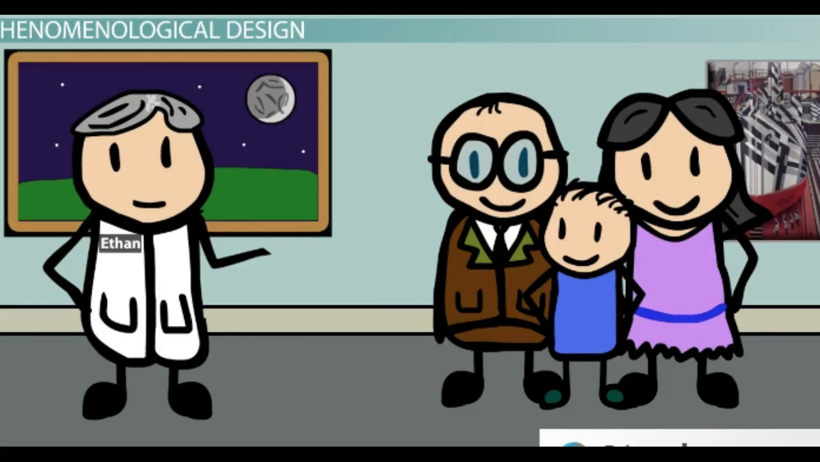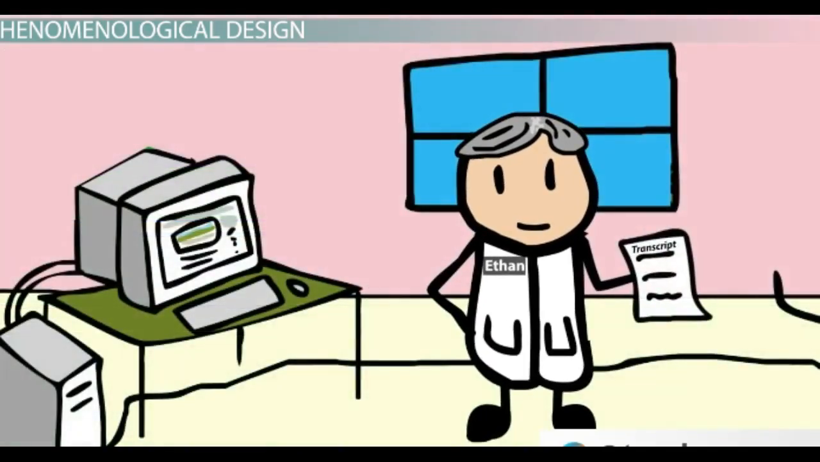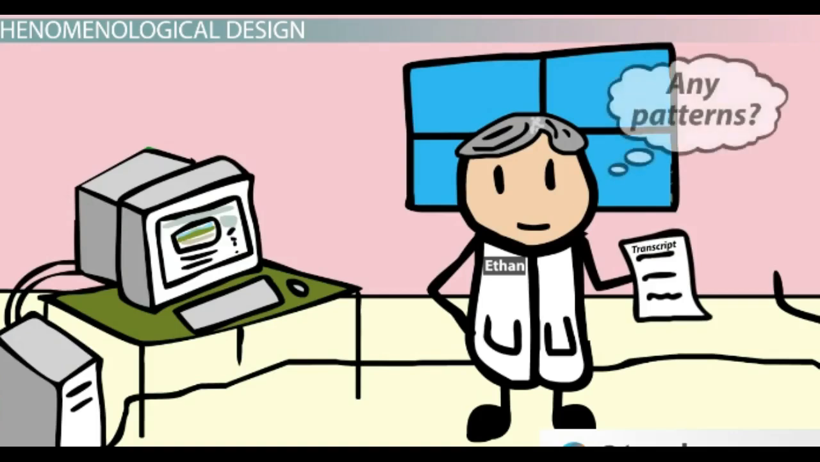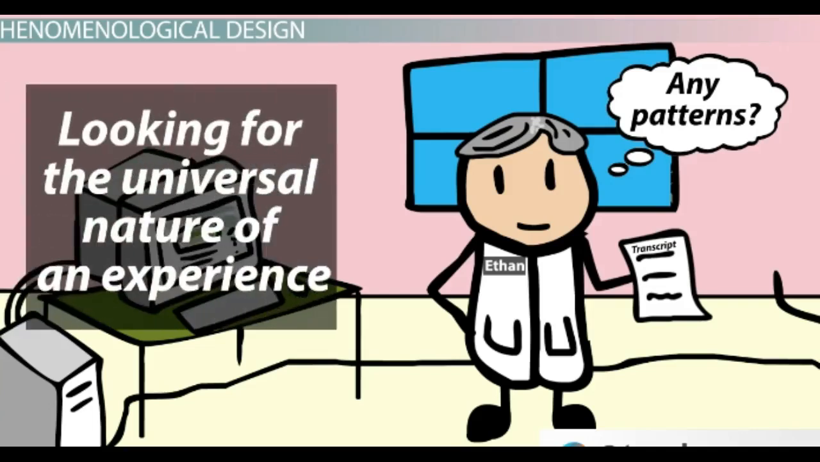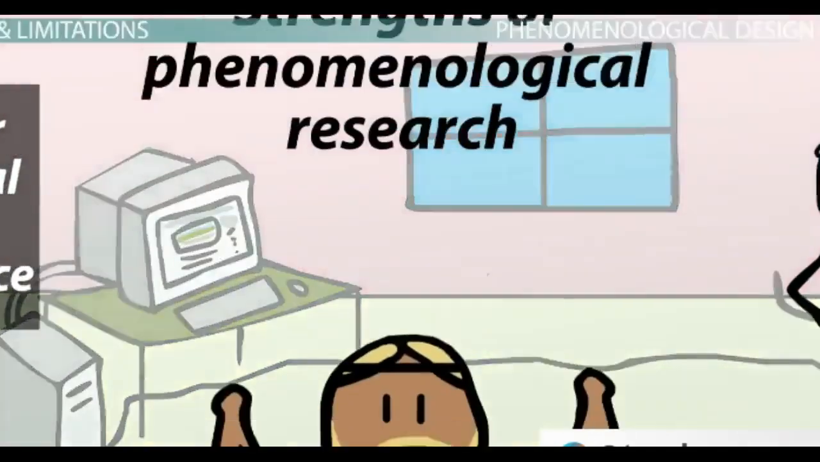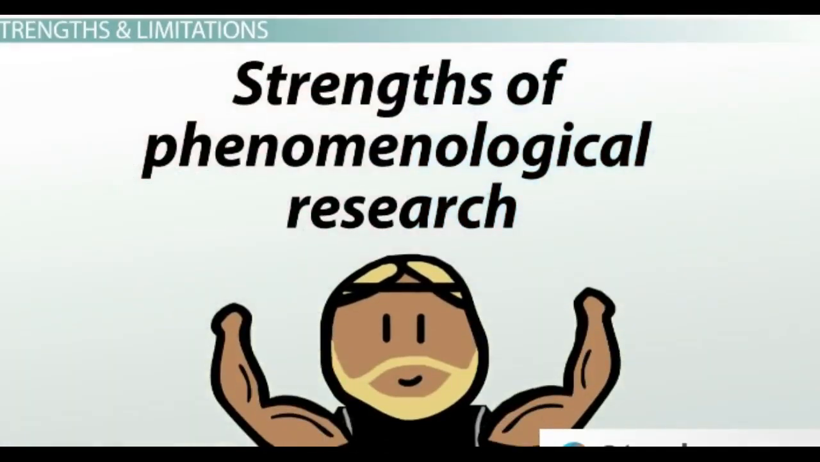After the interviews are done, a phenomenological researcher like Ethan will look back through them, searching for patterns. Maybe several of the parents talk about how meeting other parents of autistic children helped them cope. That's a pattern, and it can tell Ethan something about how parents deal. Essentially, phenomenological research is looking for the universal nature of an experience. There are several strengths of phenomenological research.